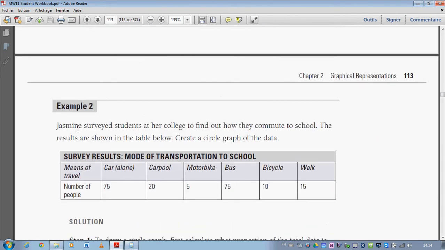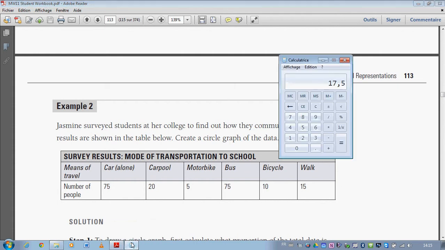So Jasmine surveyed students at her college to find out how they commute to school. The results are shown in the table below. Create a circle graph of the data. Now, again, for a circle graph, you will need to have a title, but you're also going to need to be able to take this data and make slices of it on your circle graph. And so that's kind of where making a circle graph is trickier than making other types of graphs, like the other graphs that we've seen.